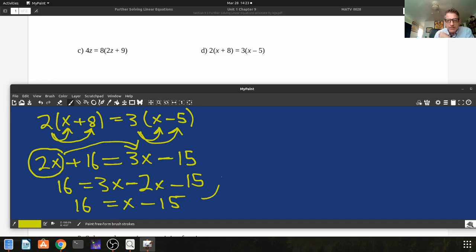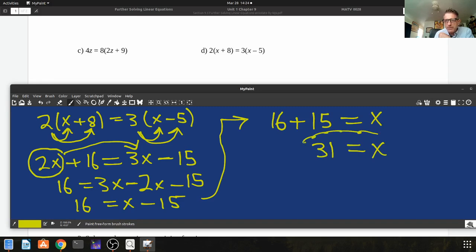Now on my next step up here, I'm going to take my minus 15 and I'm going to move it to the other side. And when I move the minus 15 to the other side, the price I have to pay is it becomes plus. So 16 plus 15 is equal to x. 16 plus 15 is 31 is equal to x. And I'm done. That's my answer.